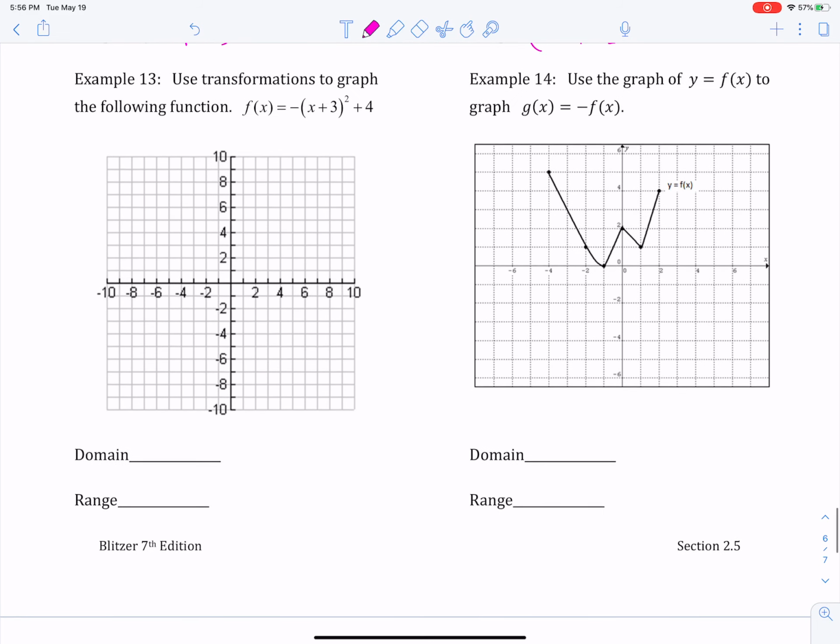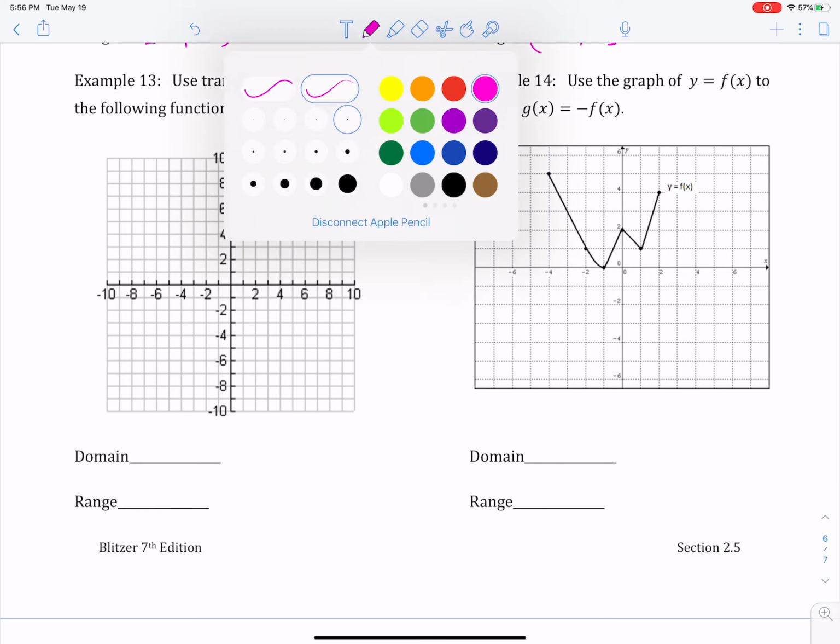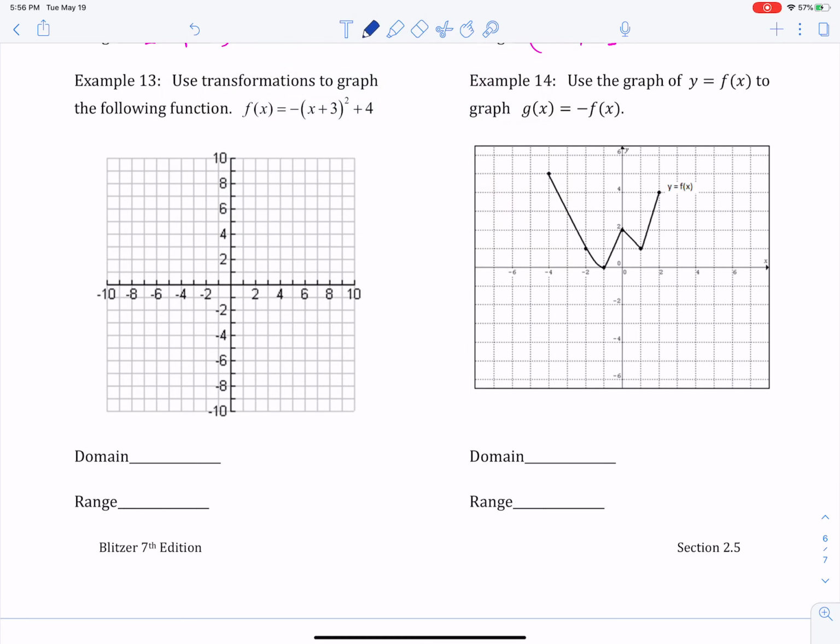Other examples, negative x plus 3 squared plus 4, so 3 different combinations of transformations need to be done. And remember, I'm going to start from first finding where the origin is from the horizontal shift. Then I'm going to do the reflection, and finally I'm going to do the plus 4, which is the vertical shift.